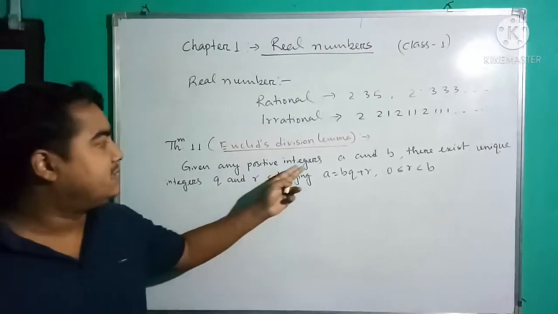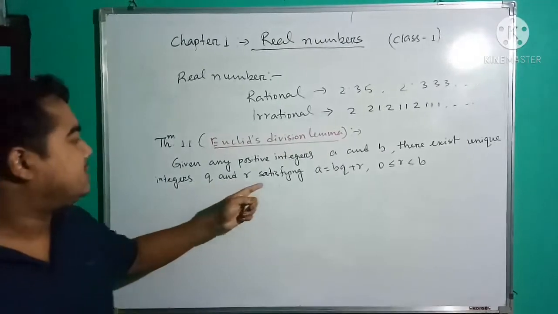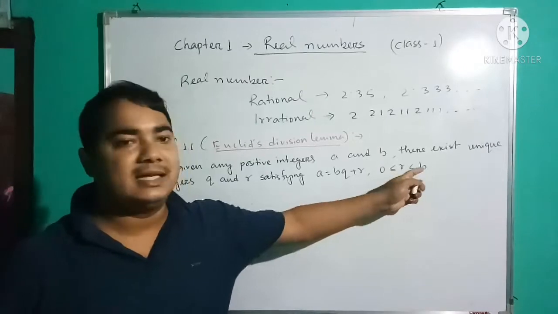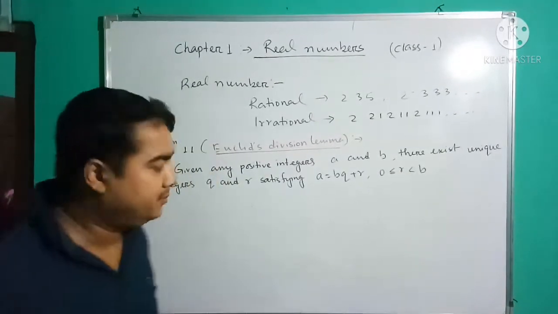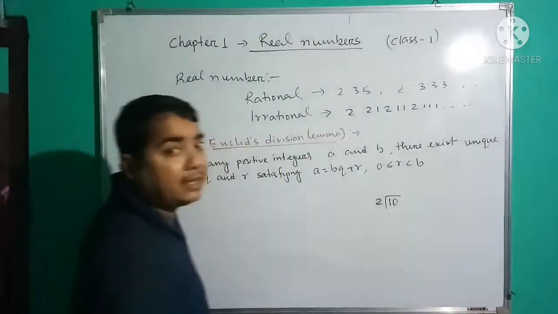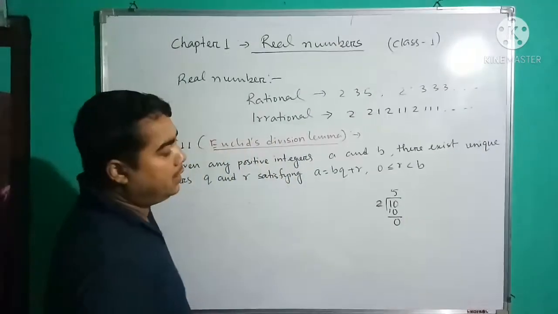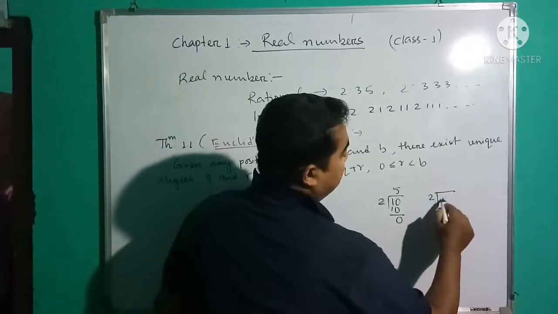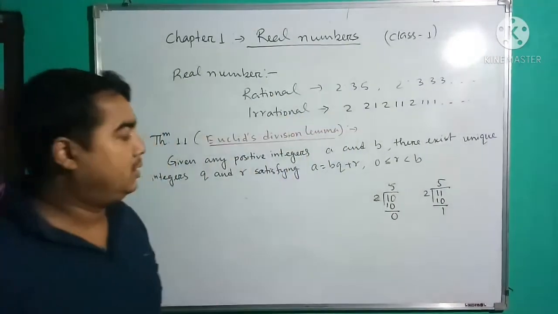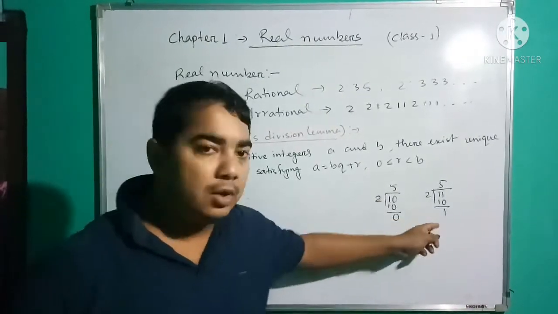Given any positive integers a and b, there exist unique integers q and r satisfying a equals bq plus r, where 0 is less than or equal to r is less than b. Okay. Now its meaning: if we divide any number by 2, then see 2 5 are 10, that means remainder is 0. Again, if we divide a different number 11 by 5, then 2 5 are 10, remainder is 1. That means if we divide any number by 2, then the remainders are 0 or 1.